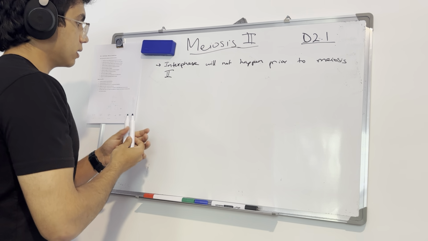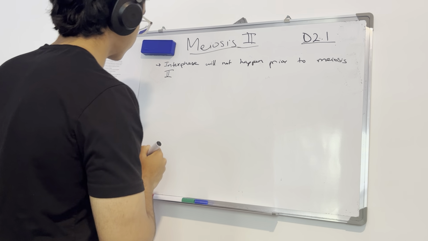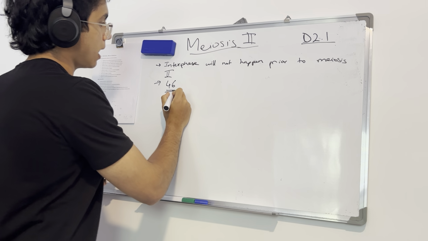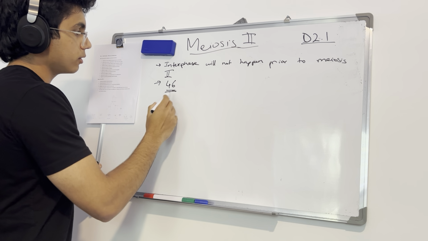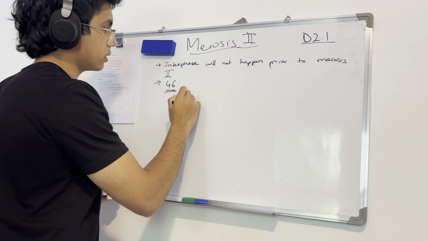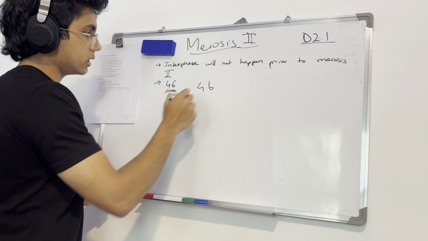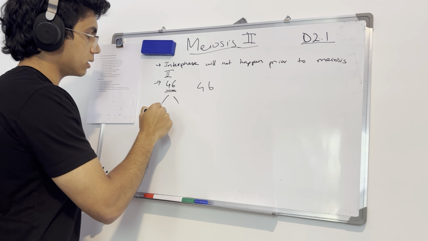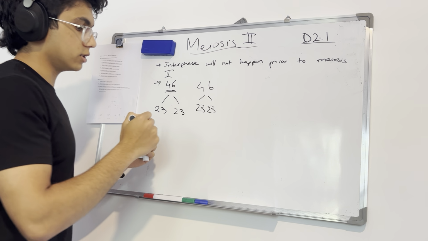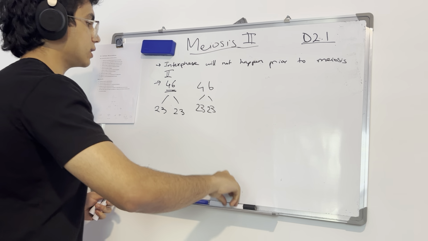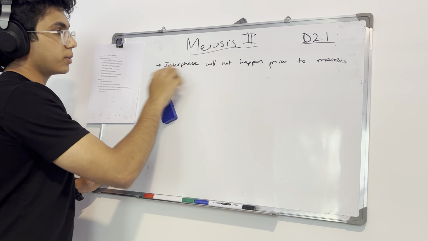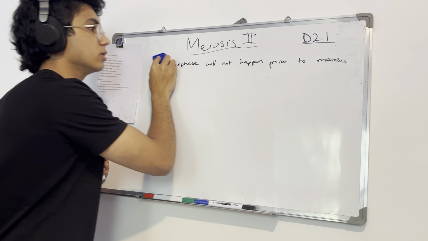Instead, you're going to have the 46 remaining as 46, but they're going to start dividing now. So we're going to have two 46s from the previous step. We know that there's 46 and another 46. That's going to go into 23, and that into 23, and 23, and 23. So you're going to get 4. But how does that actually happen? Well, let's erase this. Just remember this point: interphase will not happen prior to meiosis 2.